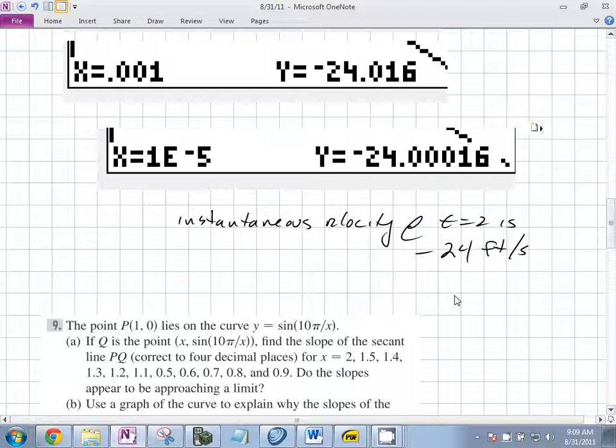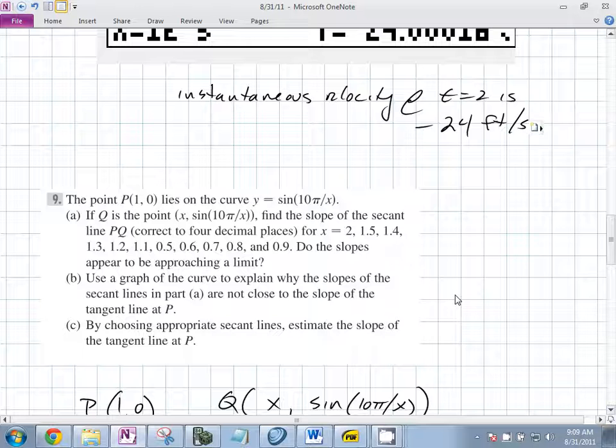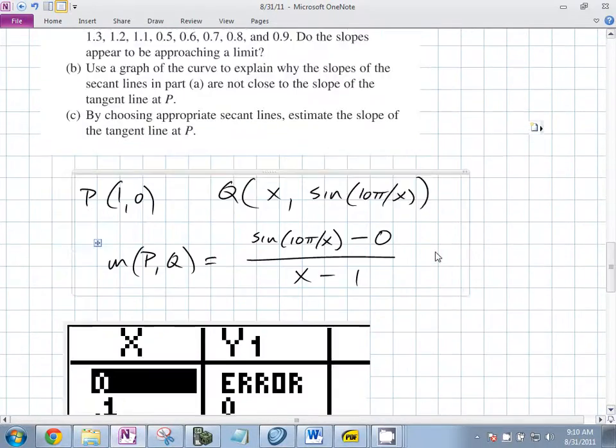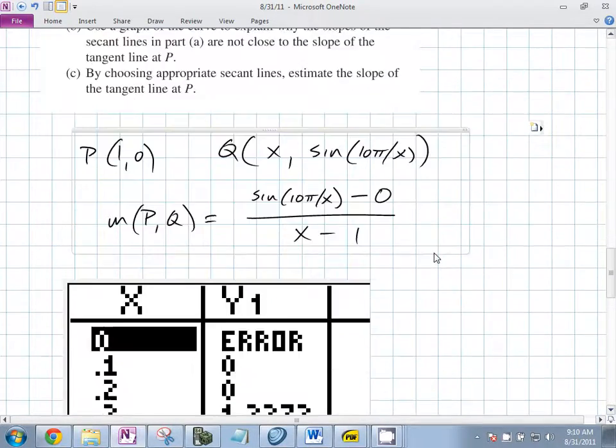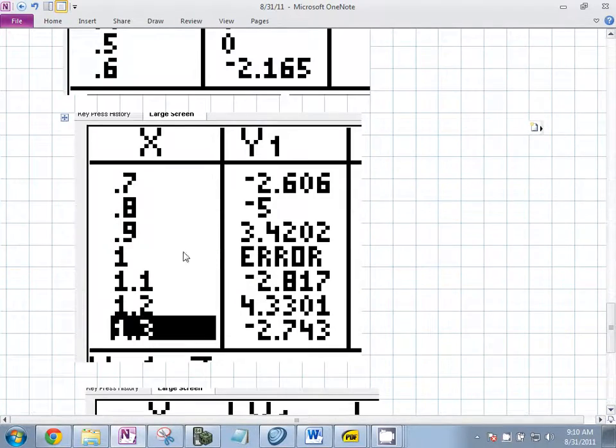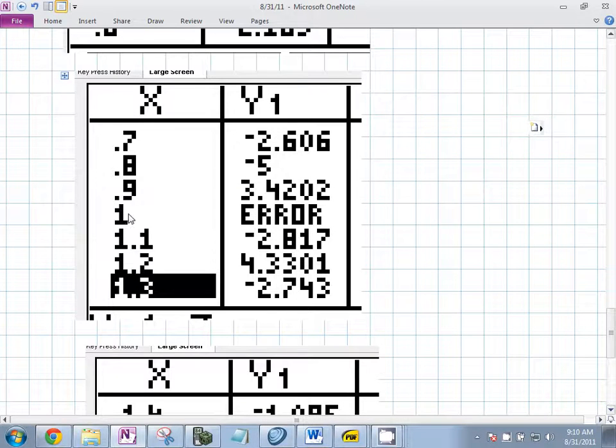Use a graph of the curve to explain why the slopes of the secant lines are not close to the slopes of the tangent line at P. So if we looked at P, it's 1, 0. We could look at the values around 1. We could get really close to 1. Is 0.1 close? Close is a totally relative term. Is 0.1 going to be close enough here? No, because there's a big error.